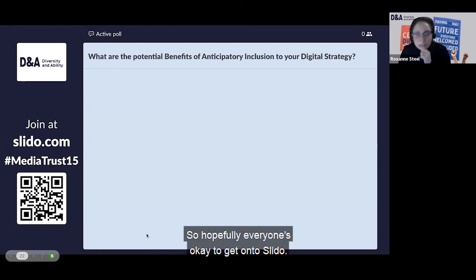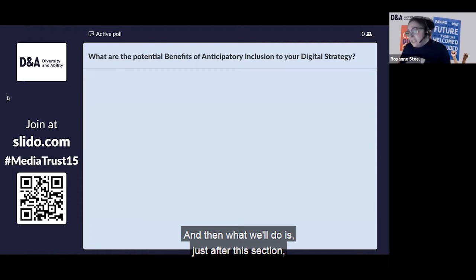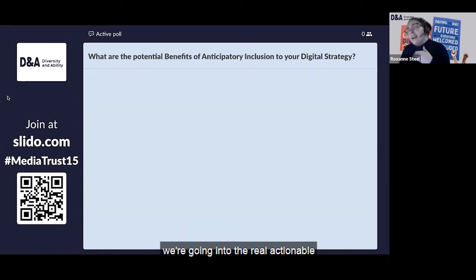So hopefully everyone's okay to get onto sliding. And then just after this section, we're going into the real actionable tools and tricks on what to do.